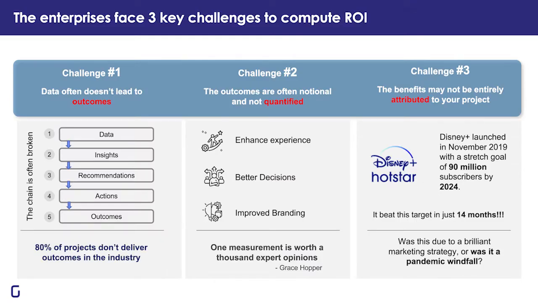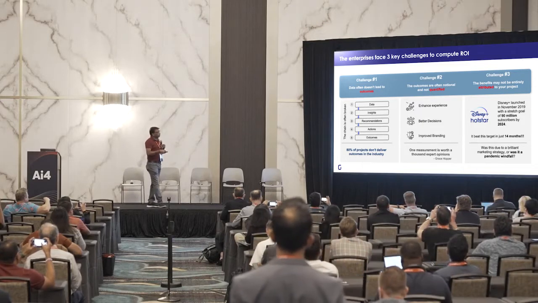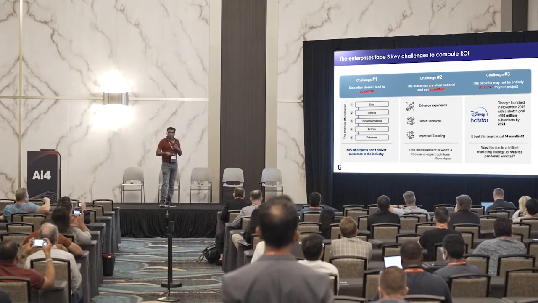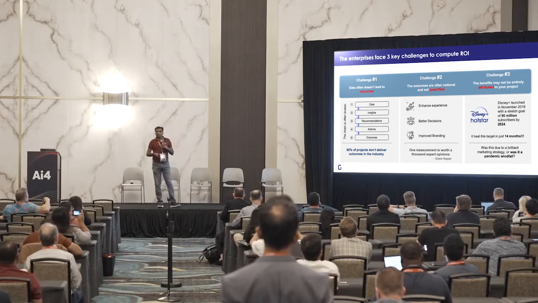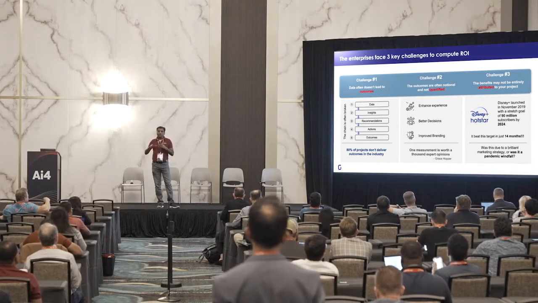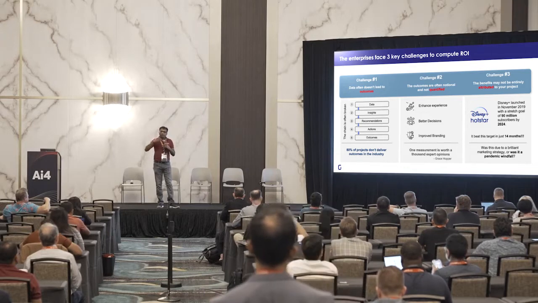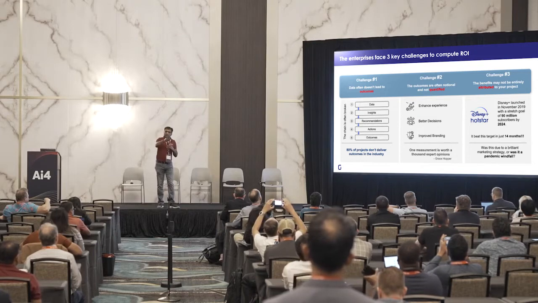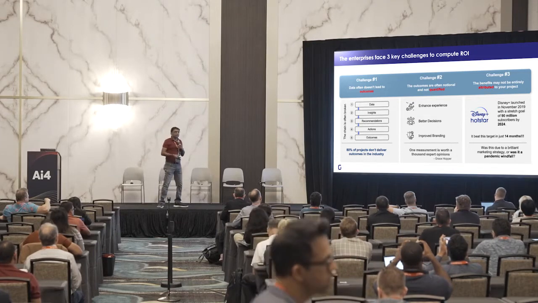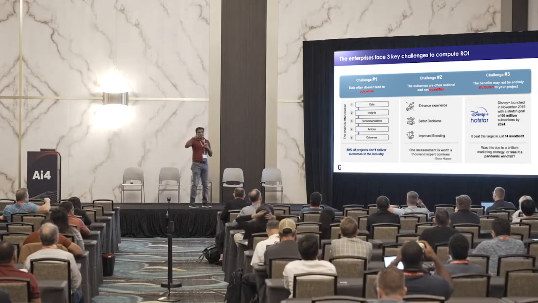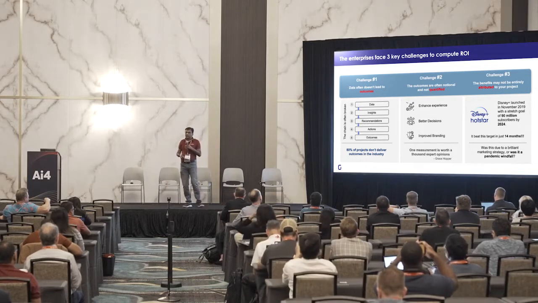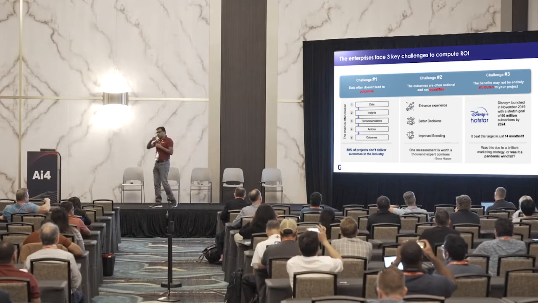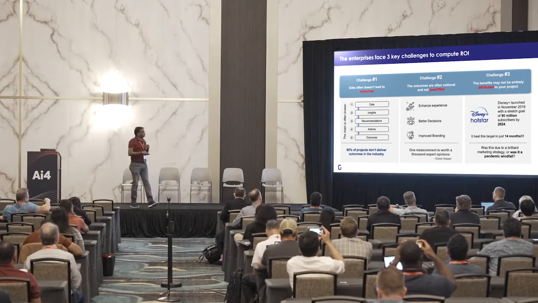Third, it's not always attributed. So Disney, pre-pandemic, said, hey, our goal is to have 90 million subscribers by 2024. Bingo, they hit it in 14 months because of COVID and a lot more things that happened, right? So there are a lot of things outside of our control where you can't attribute that, hey, I did this AI application or solution and I'm able to get a result out of it. So you've got to eliminate things and take certain things into consideration when you build it. These are the three key challenges, if I were to summarize.